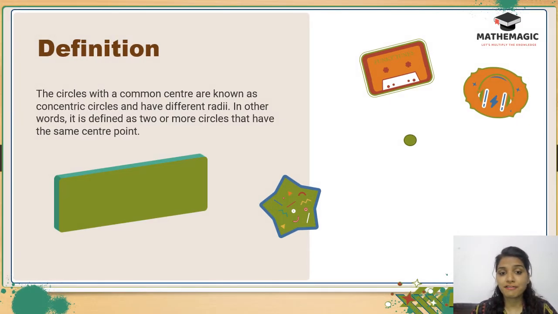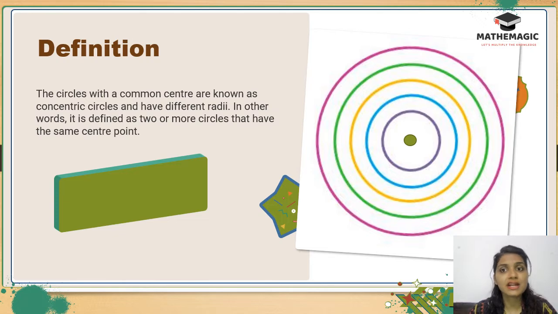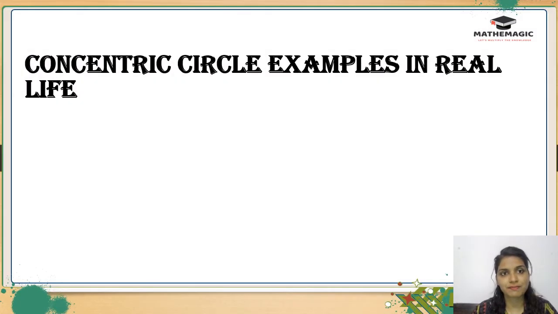Let us see the definition of concentric circle. As you can see on your screen, there are different circles, but all the circles have a common center, right? So this is what we call the concentric circle. The circles with the common center are known as concentric circles, and they have different radii. For example, in this picture, all these circles will have different radii values.